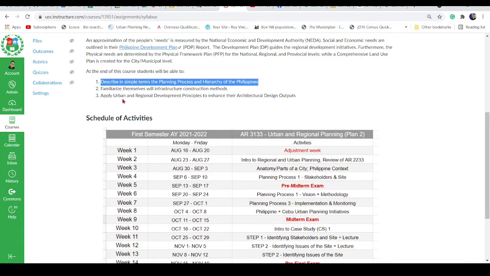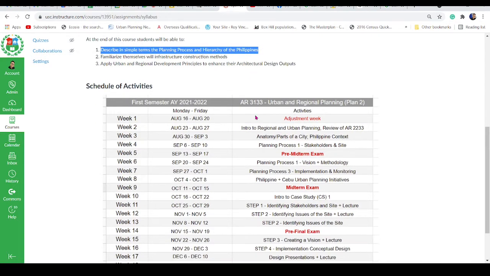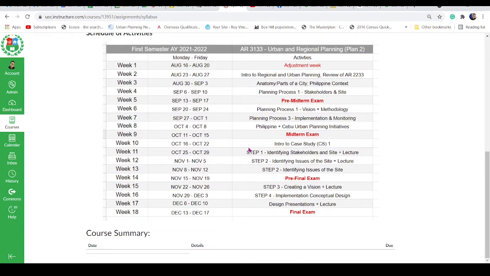And then finally, apply urban and regional development principles to your architectural design output. That's really the main goal, so that all this information, looking at the big picture, feeds into your architectural classes, especially with our plate now, the commercial 6-story commercial building.